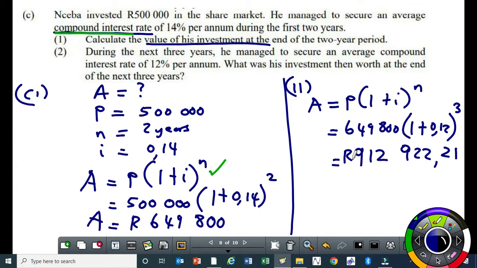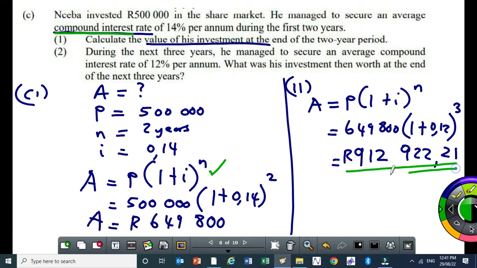I also expect you must have your calculator in front of you so that when I ask you, you also do it on your own. Okay? You must have your calculator in front of you. So the total of the investment will be 912,922 cents.